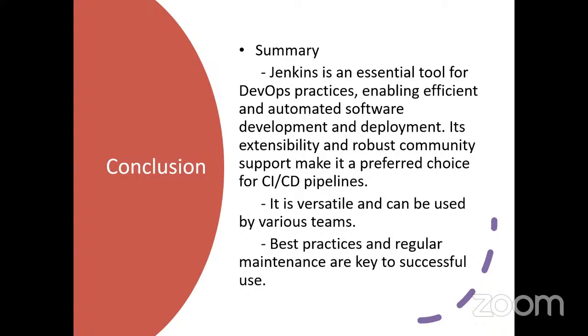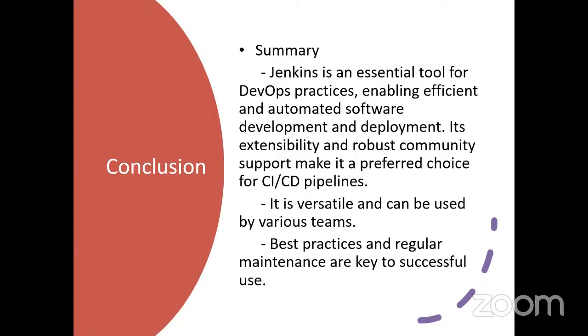As we have seen the purpose of this, why this requirement: to increase productivity, there is a community helping for the betterment of the Jenkins tool. They are providing their changes on a regular basis so that the Jenkins efficiency can be increased. That's why Jenkins is an essential tool for DevOps practices, enabling efficient and automated software development and deployment processes. Its extensive and robust community support makes it the preferred choice for CI/CD pipelines.